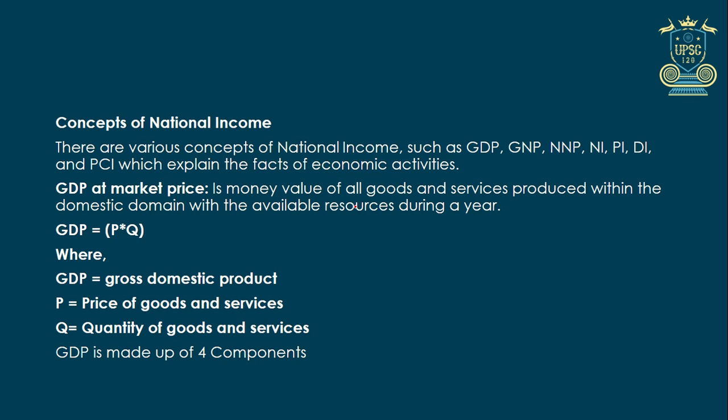Now, the concept of national income. We have seen GDP in detail. Here, in a simple way, we can say that GDP is the price of goods or services into the quantity of goods and services. How much quantity of goods and services is being produced? Let's say 10 cars are being produced, and the price of one car is 100 rupees. So 10 cars into 100, that is 1000 rupees, which is the GDP. So that is the simplified formula for GDP.